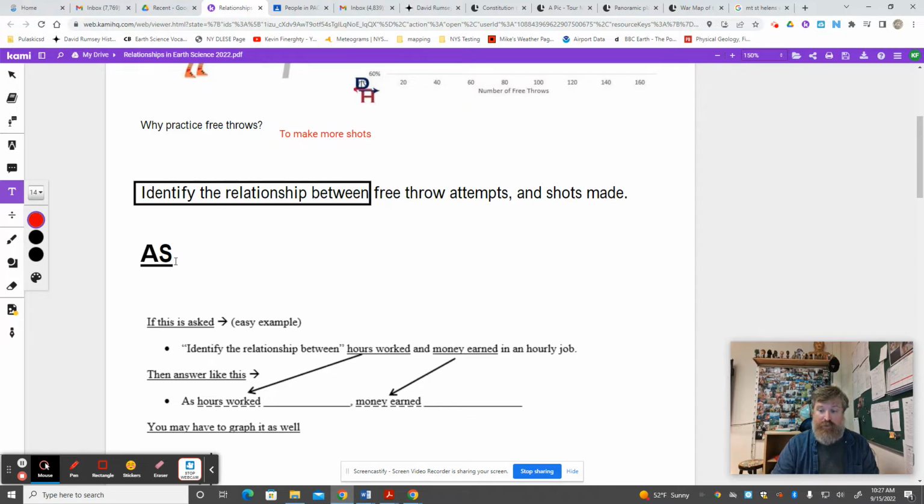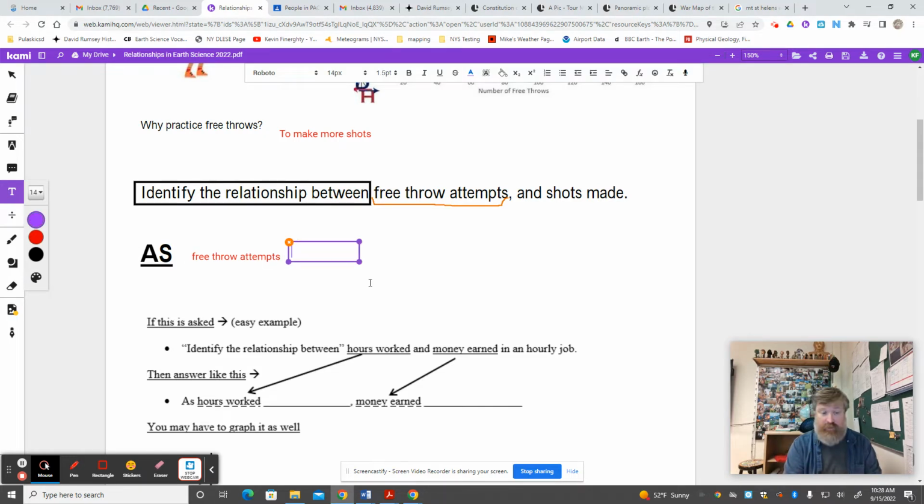And that is to always start with as. The first word will be as. And then start working on your two things. So the first thing they're asking us to compare is free throw attempts. So that's where we start. Start with the word as. Free throw attempts change. So you have a little bit of a choice here. You can say increases or decreases. I think it's easiest, and specifically with this one, to start with increases.